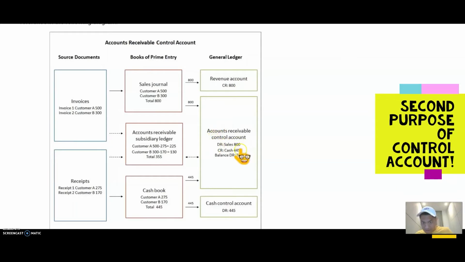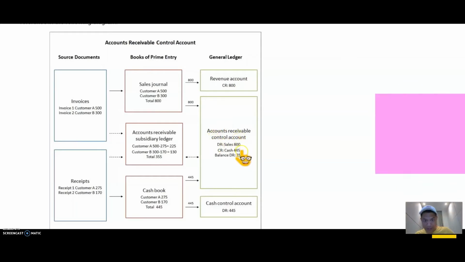Okay, look at the control accounts. I could tell very quickly the total cash that I've received is 445.